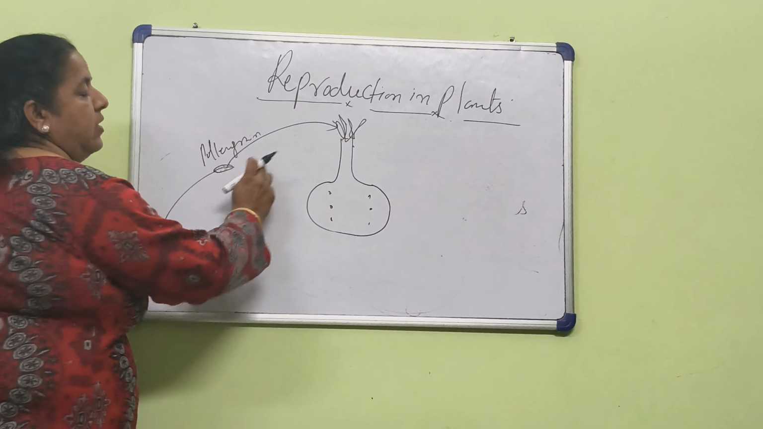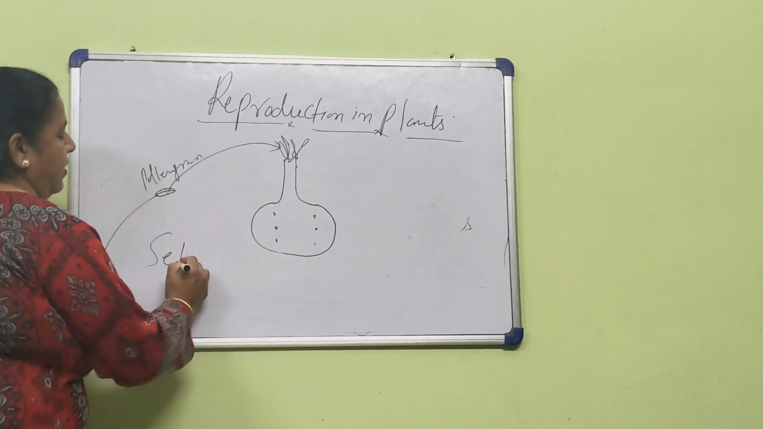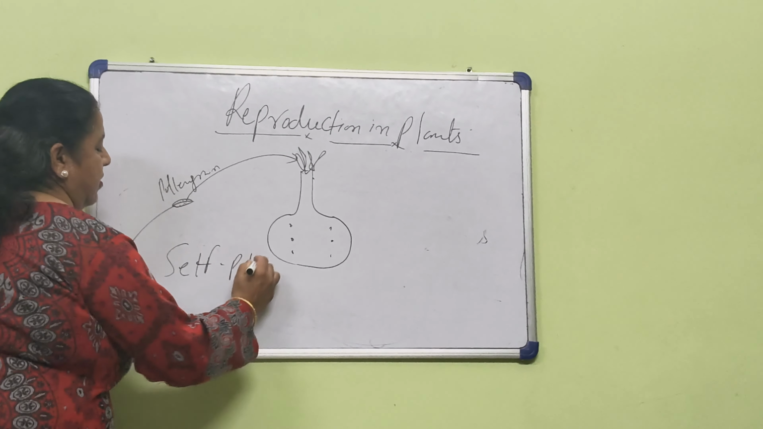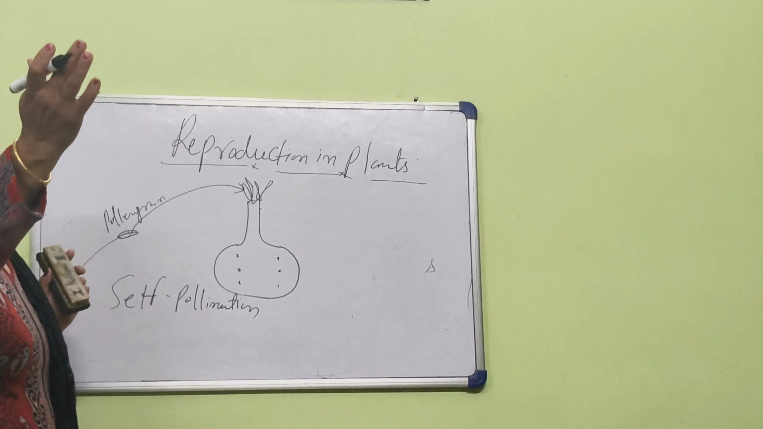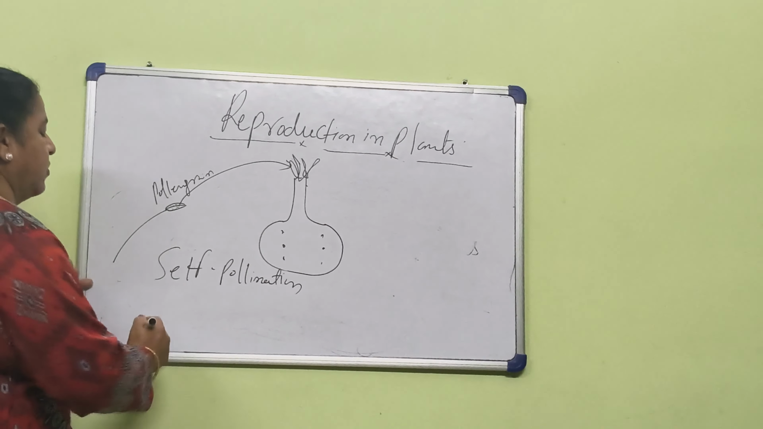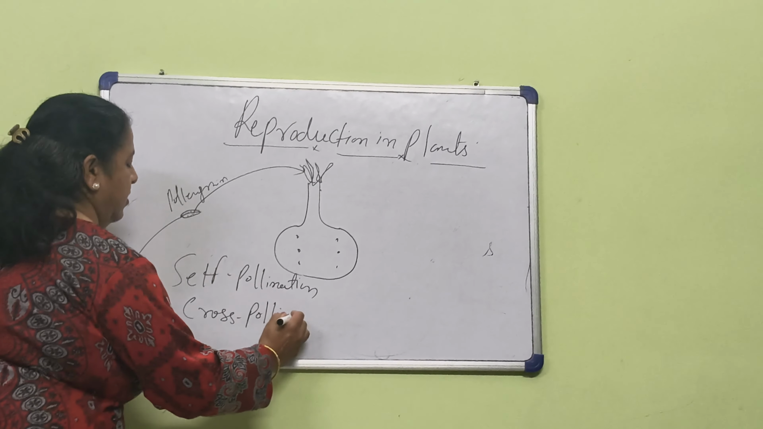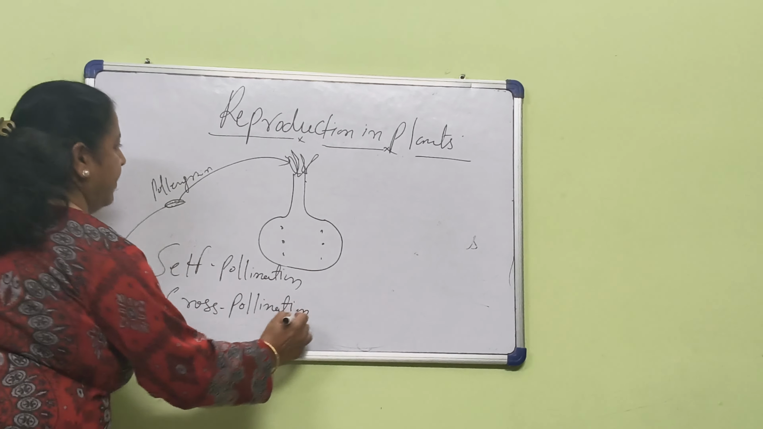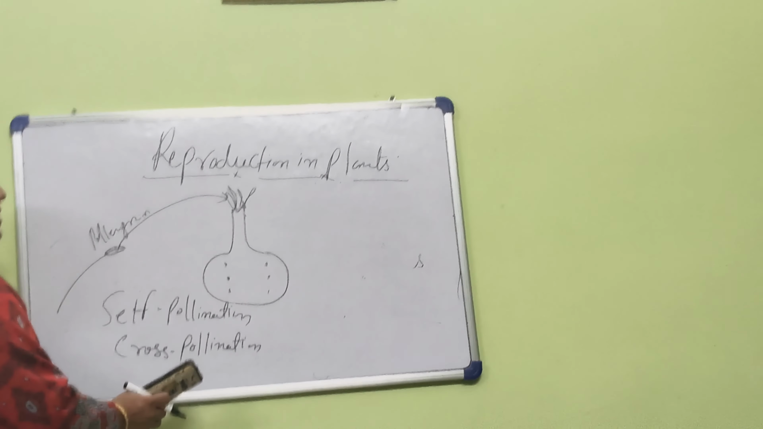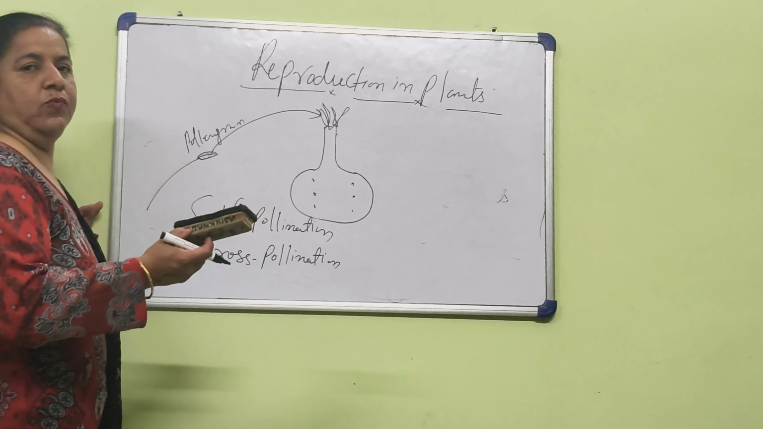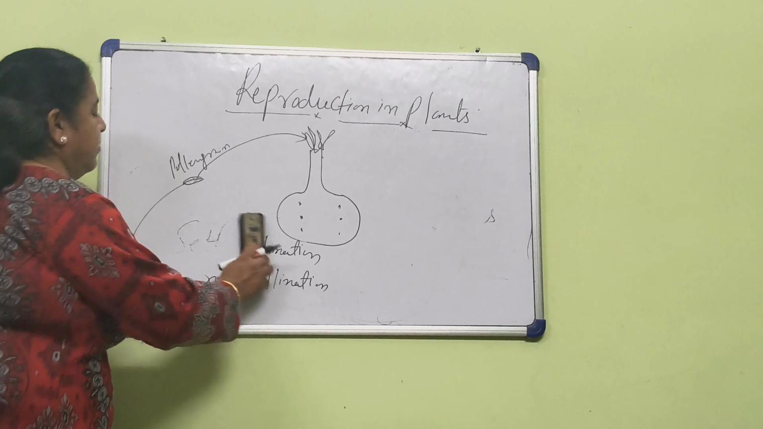When they reach the stigma of the same flower or same plant, this is known as self-pollination. But when they reach another plant, this is known as cross-pollination. Okay, clear? Now, the main thing is double fertilization or pollen tube formation. This is a very important question according to the CBSE board. So we'll discuss that.